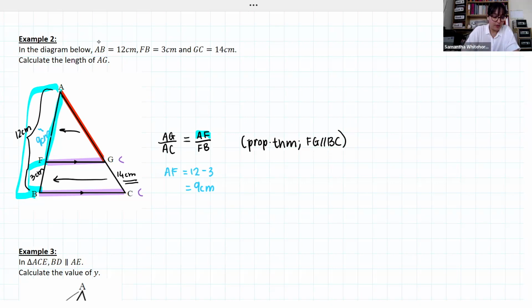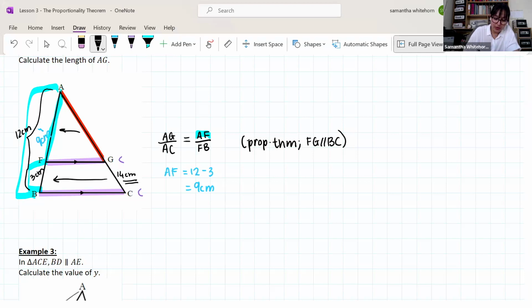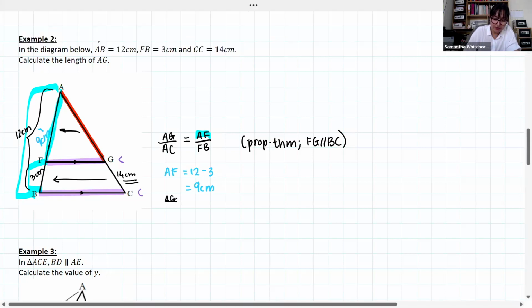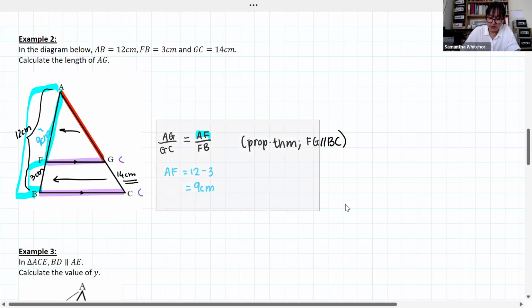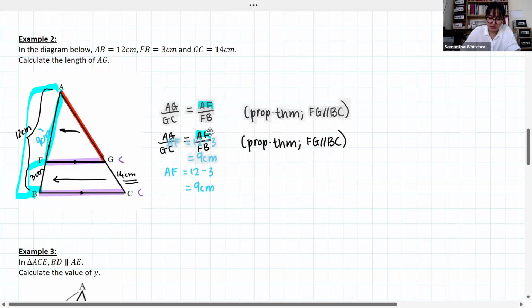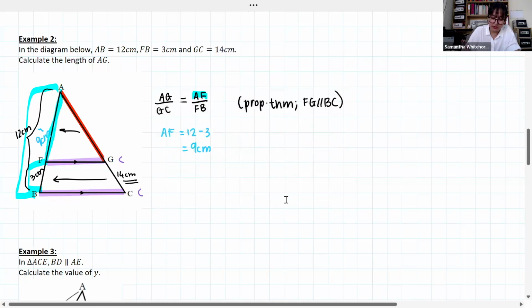So now I've got all my information I'm going to substitute in. So AG, what I'm looking for, over GC, goodness gracious. AG over GC's length, which is 14. Oh, guys, sorry, I don't know why my pen's been super difficult of late. Let's move this up a touch and hopefully we'll get there.